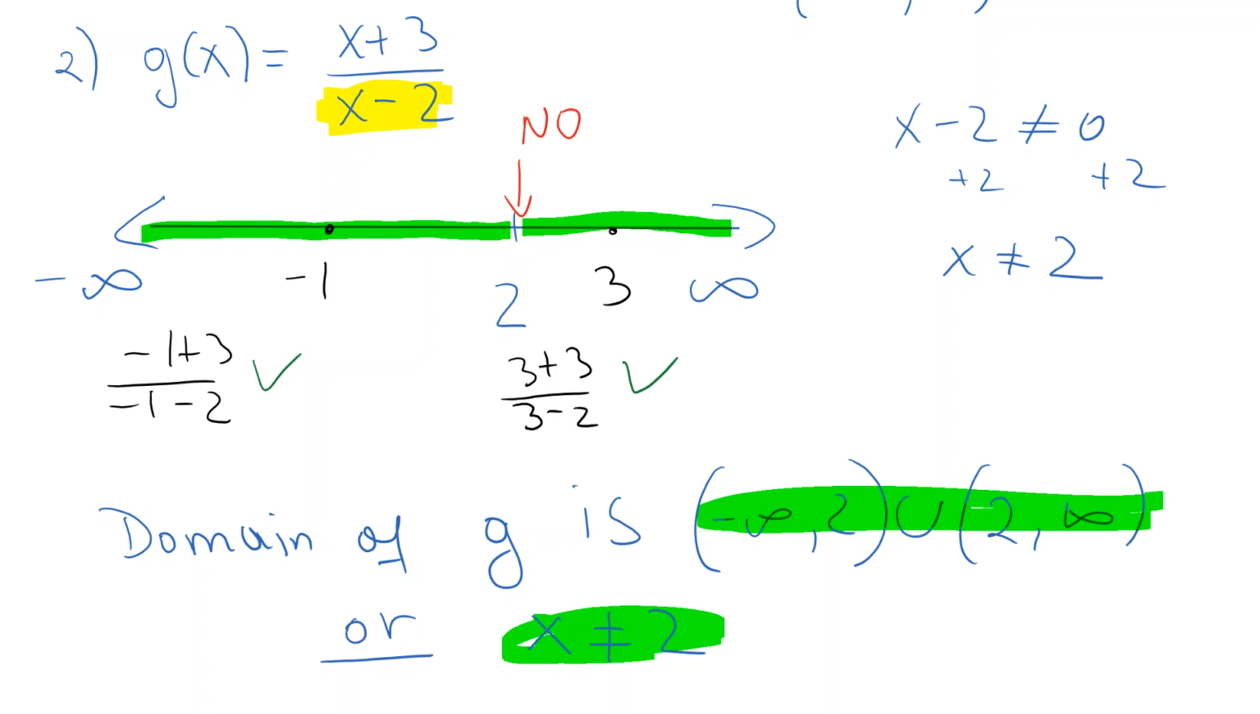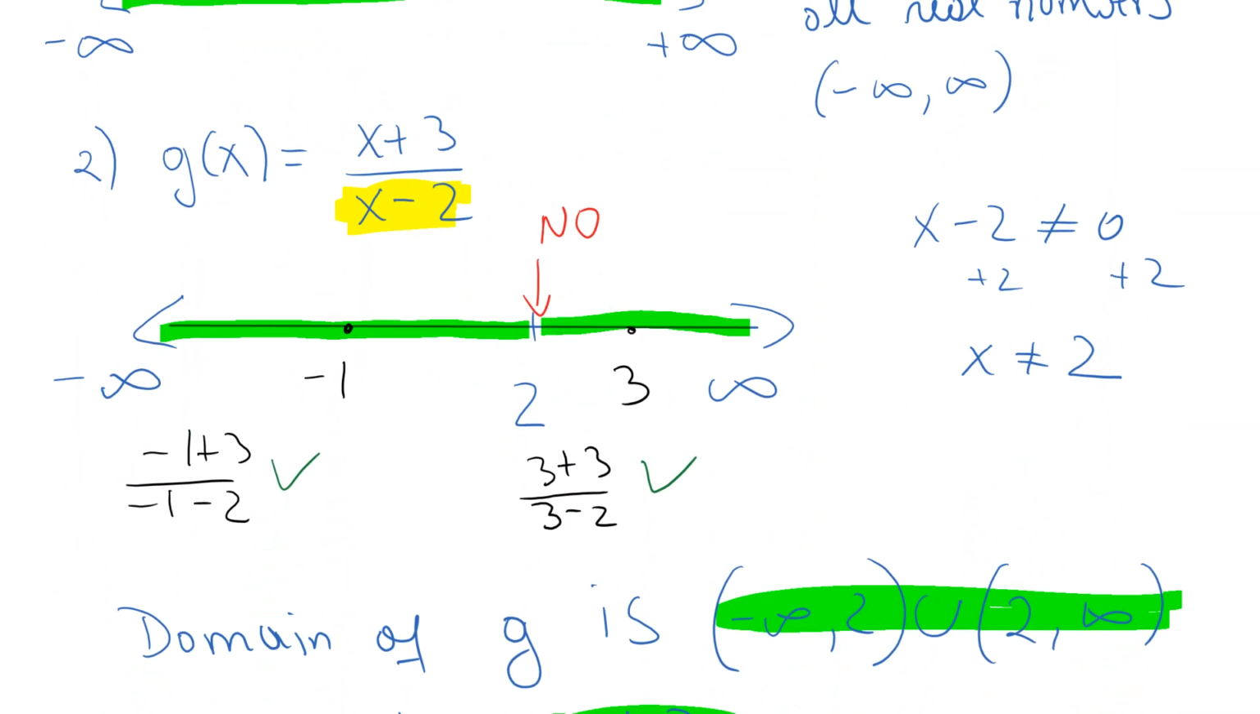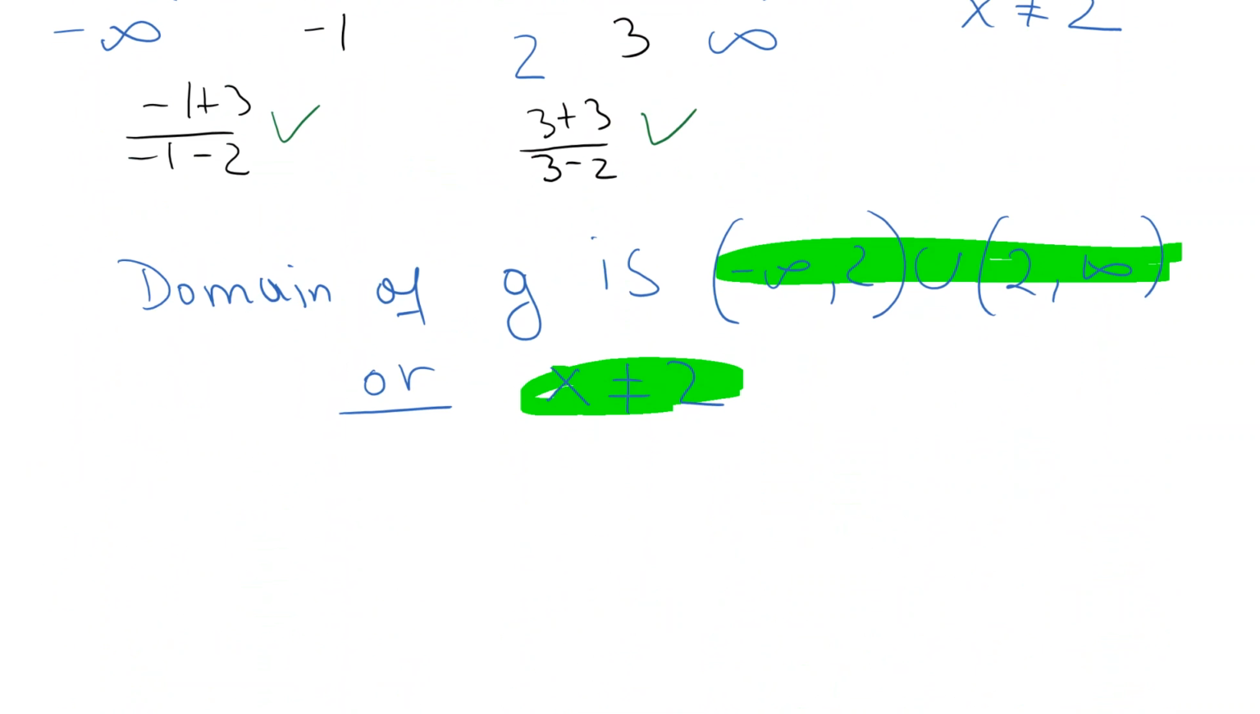All right, so let's look at the last function. The last function is called h, and the input this time is called t. It's not always the case that the inputs are going to be x's, right? This could mean that the input t represents time or something. So h of t equals square root of 2t plus 10. All right, so let's write that down. h of t equals square root of 2t plus 10.